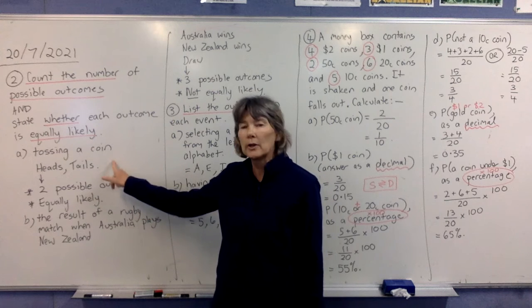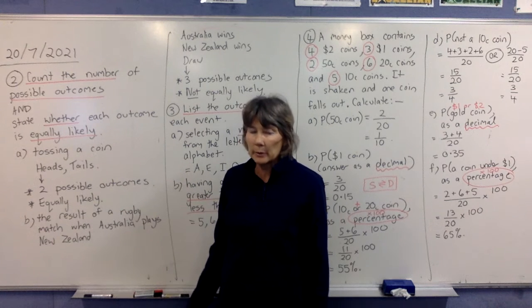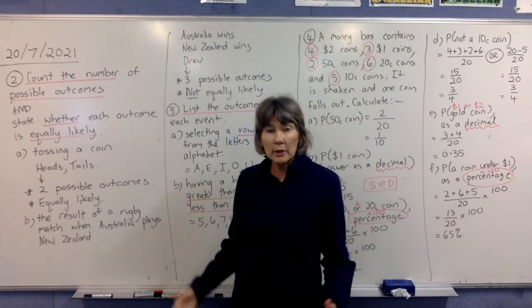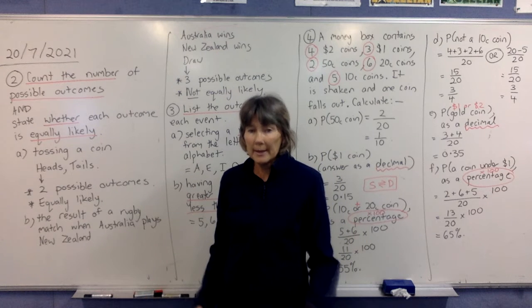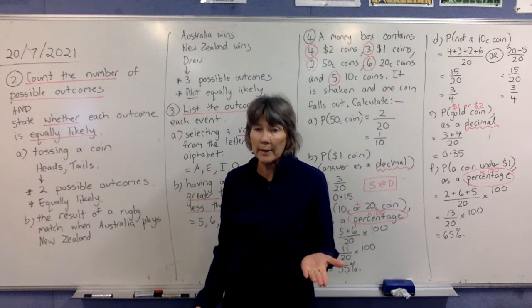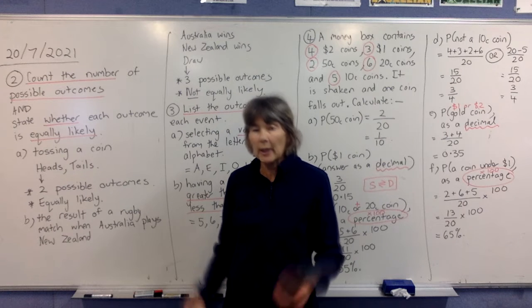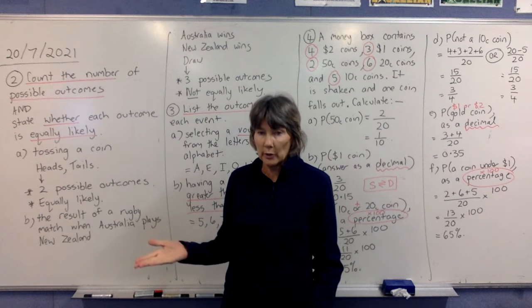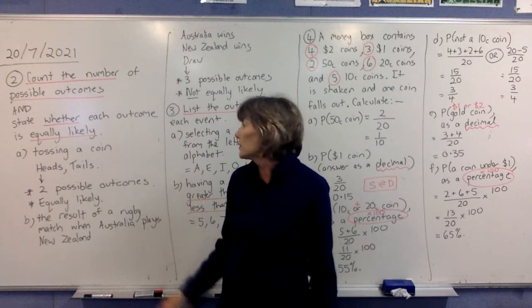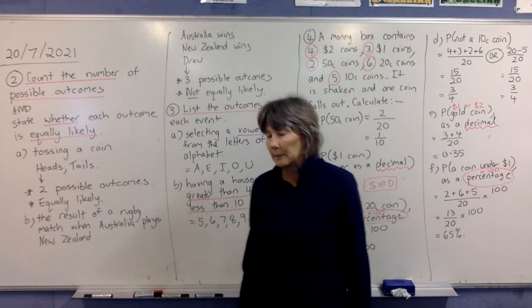Now, if you think about those outcomes, yes, they are equally likely because there's only 2 things on a coin, heads and tails. Heads has 1 out of 2 chance of occurring and tails has 1 out of 2 chance of occurring. So they are the same fractions, so yes, they are equally likely.